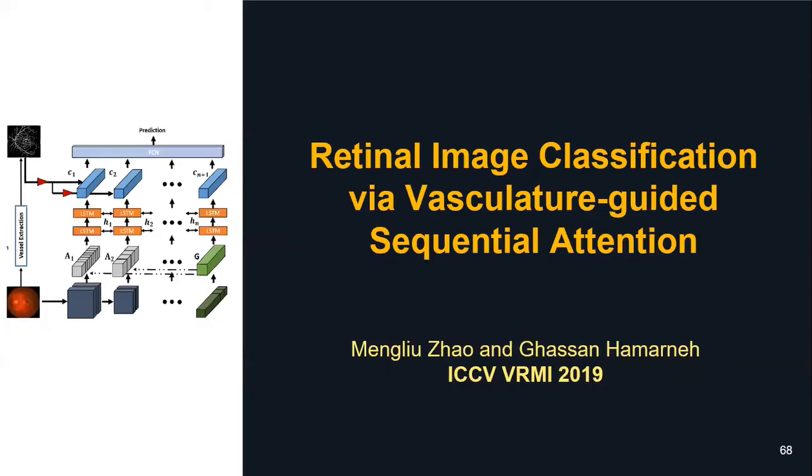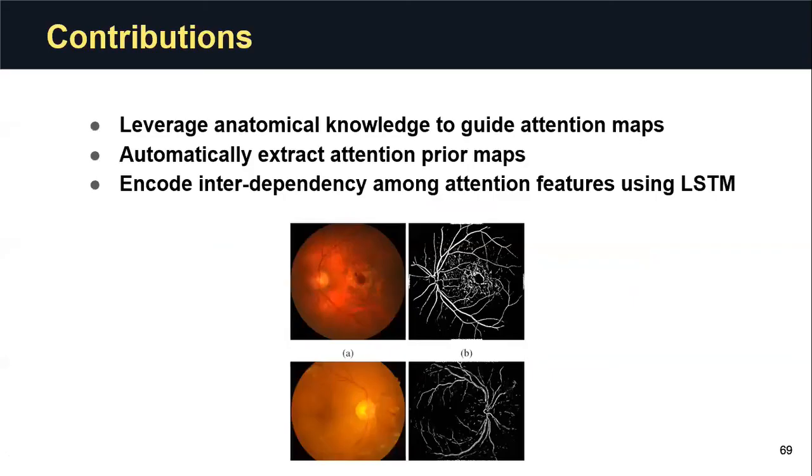The next contribution is retinal image classification via vasculature-guided sequential attention. In this work, we have three contributions. We leverage anatomical knowledge to guide attention maps, and we propose to use automatically extracted attention prior maps, and we encode interdependency among attention features using LSTM.